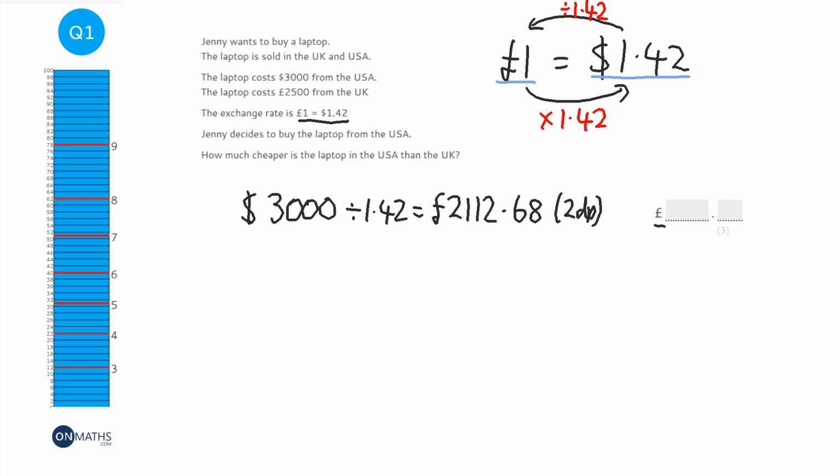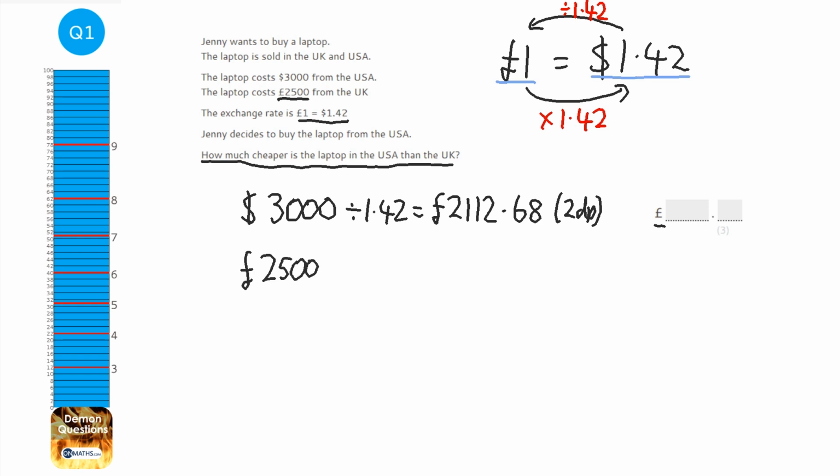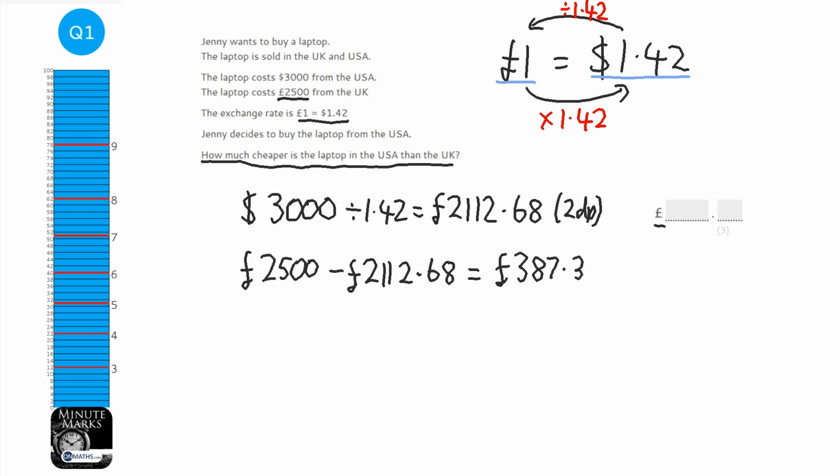So it says also that the laptop costs £2,500 in the UK, and how much cheaper is the laptop in the USA than the UK. So what we need to do now is £2,500, which is the price of the laptop in the UK. We're going to take away the £2,112.68, and on my calculator I'm just going to type in 2,500 take away answer and then press equals, and it gives me the answer of 387.32. So it's £387.32 cheaper.